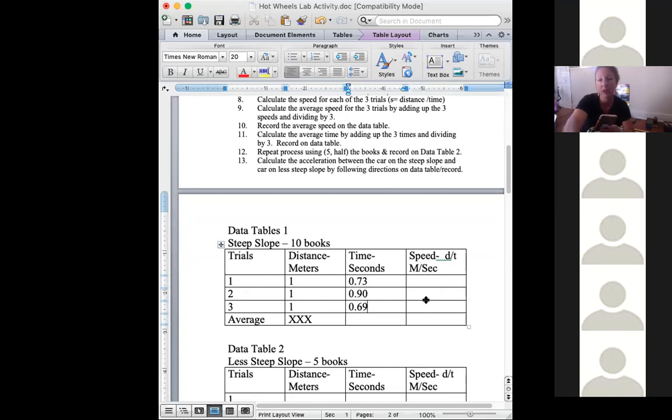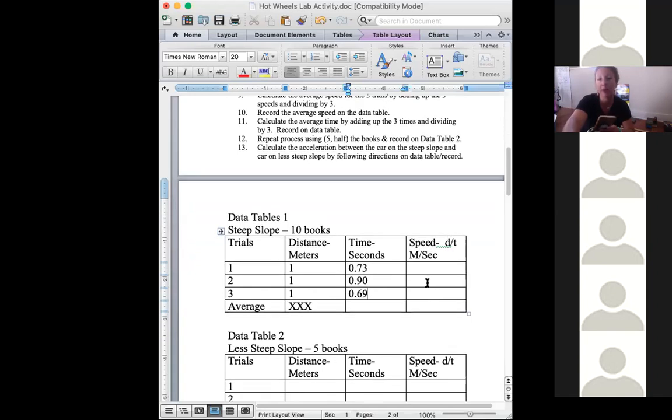Then you're going to add those 3 speeds up, divide by 3 because there are 3 speeds. That's how you find average. You find your average speed. For your average time right here, you'll add up your 3 times and divide by 3 for your average time. So that's what I'd like you guys to be doing right now.